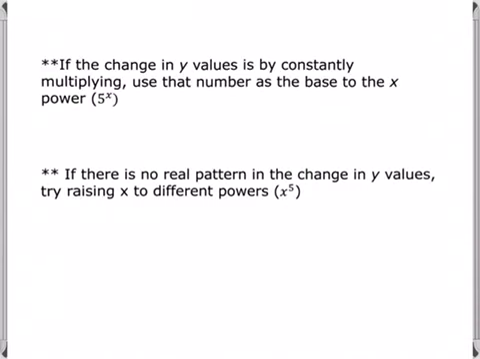If the change in y values is by a constant or is by constantly multiplying, use that number as the base to the x power. If there is no real pattern in the change in the y values, try raising x to different powers, like x to the 5th power. These are just some helpful hints as we go to the next section where we talk about writing function rules.